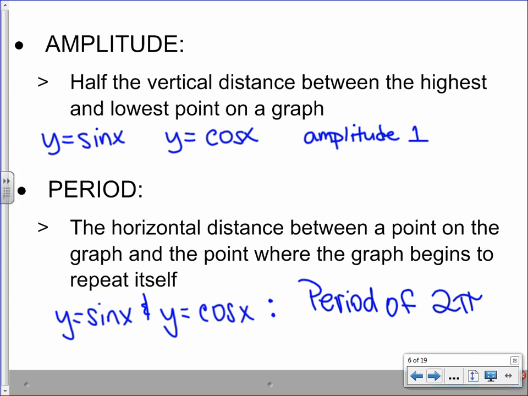So right now, you could graph y equals sine of x. You could graph y equals cosine of x. Probably not going to ask you to graph those two. You need to understand those graphs, but we need to be able to graph these functions that have been transformed. So let's talk about how values can affect these graphs.